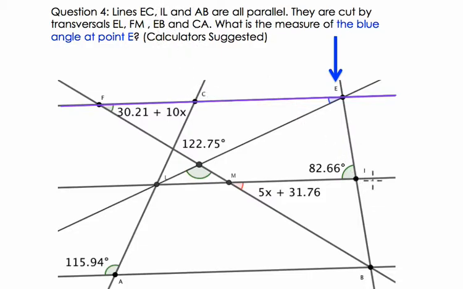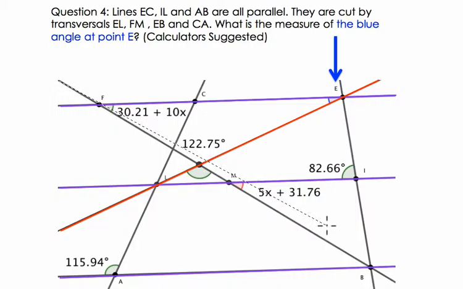IL and AB are parallel, so I find the points I and L. And then A and B reads this way. It doesn't really matter, I guess, because lines are going in both directions. Those three lines are parallel. They're cut by transversals EL, so we're going to find EL. Here's the point E again and L, so this red line is one transversal.